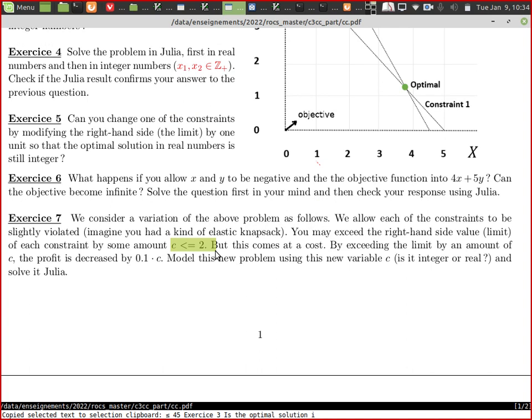I don't want to have an excess too large. And this comes at a cost. By exceeding the limit by an amount of C, the profit is decreased by 0.1 multiplied by C. How can we model this new problem? Understand me? I can go beyond the budget by some amount C, but I need to pay in the objective.